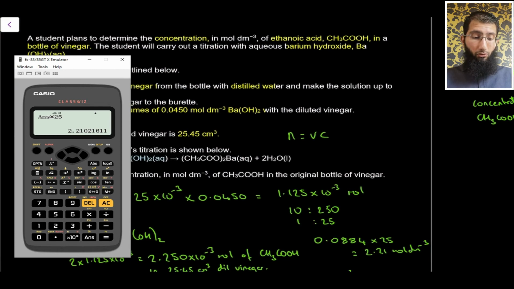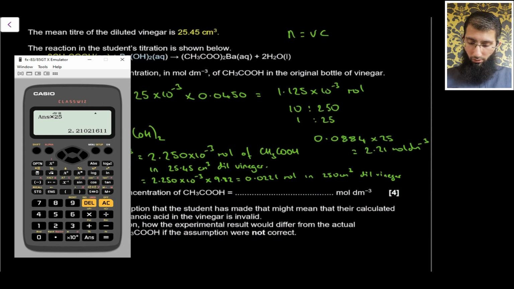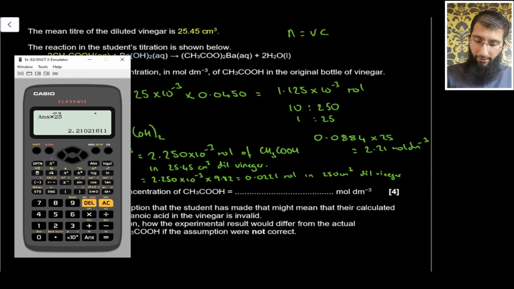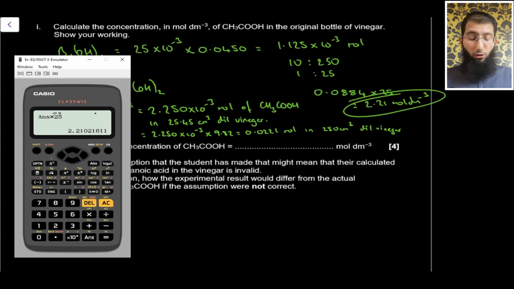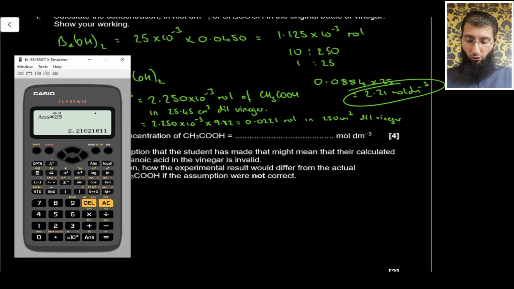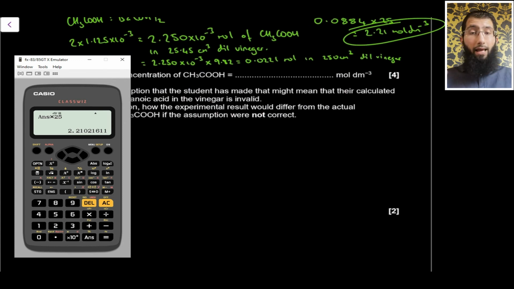Notice I'm giving my answer to 3 sig figs, simply because in the data I've been provided with, the lowest number of sig figs is from the volume of the vinegar itself, which is 10.0. Okay, so we've identified the final answer as 2.21 moles per decimeter cubed. That is the concentration of ethanoic acid in the original bottle of vinegar.